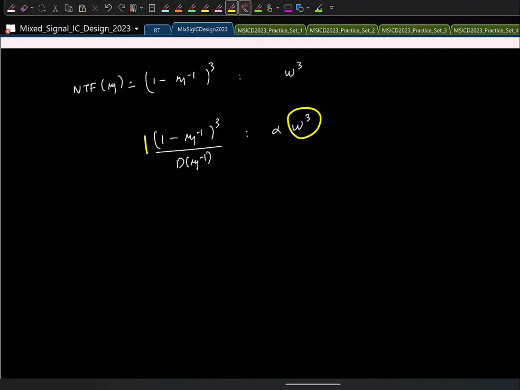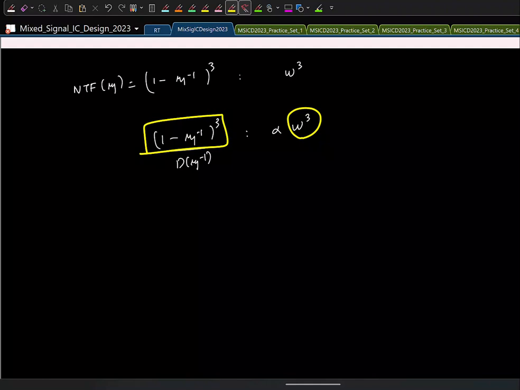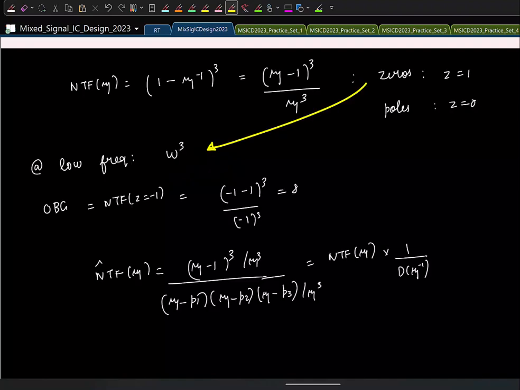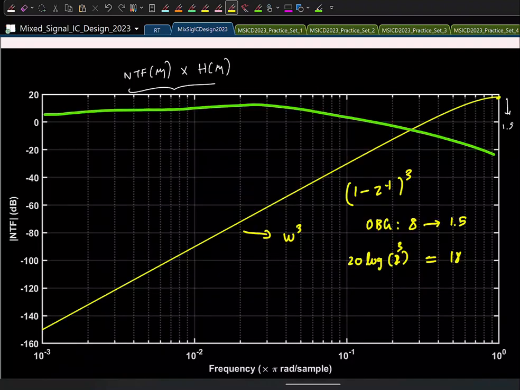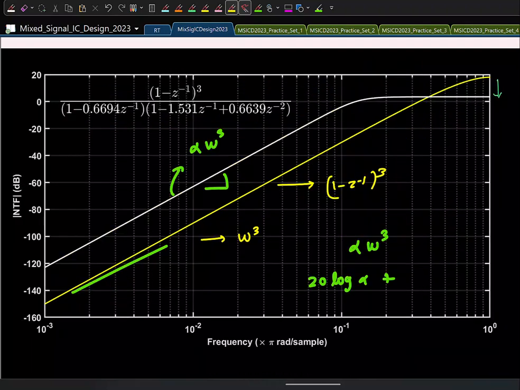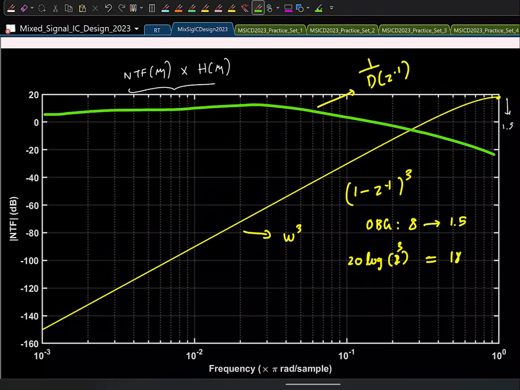Remember that this omega cube is coming from this term. So what is giving rise to alpha? The denominator. This is going to be the frequency response of a kind of low pass filter. So I'm going to have omega cube at low frequencies due to this, times something due to this additional term. How can I find the scaling factor?